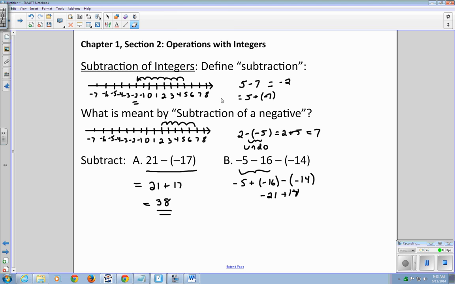We're adding 14 instead of taking it away. And so our result right here will be -7. Well, there we go. That's our solution.